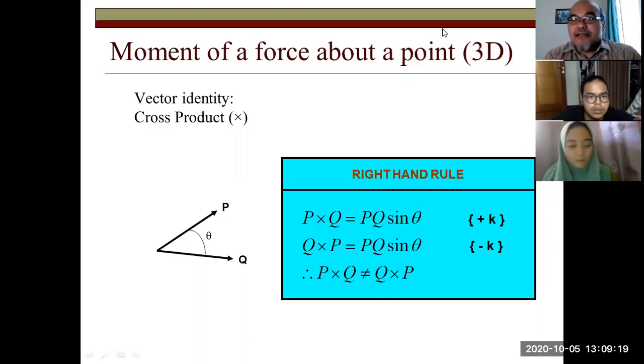The week before last week, we had discussed the moment of a force about a point in 2 dimensions, and we defined moment as M equals the force times the distance. And today, we are going to extend that definition into 3 dimensions. In 3 dimensions, we have to use vectors. We have to express the forces in 3 dimensions as vectors.